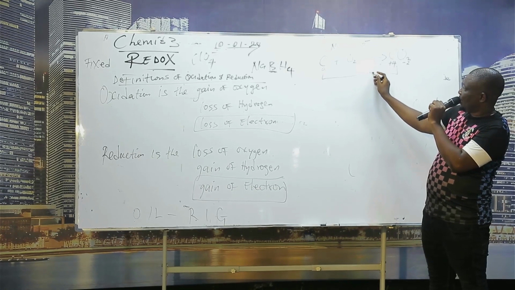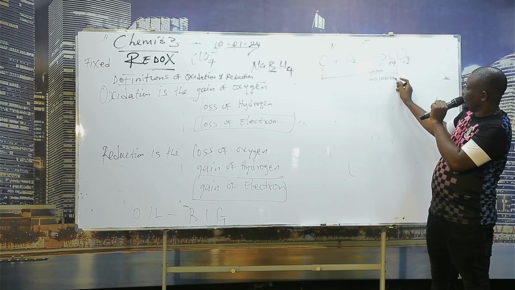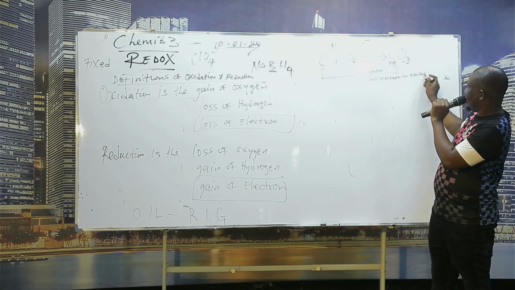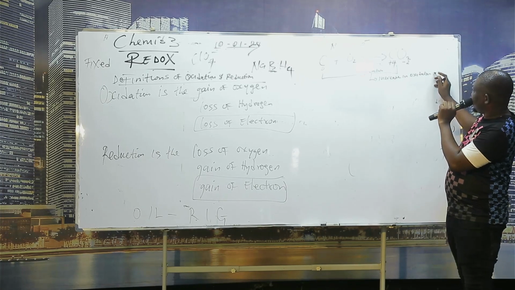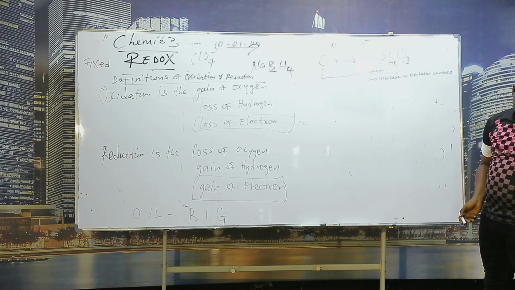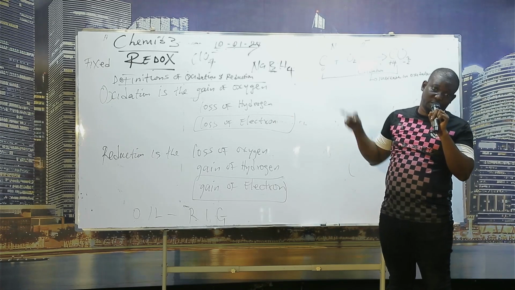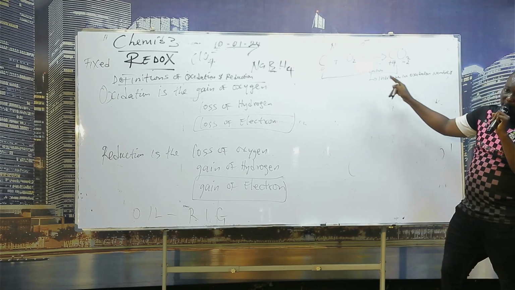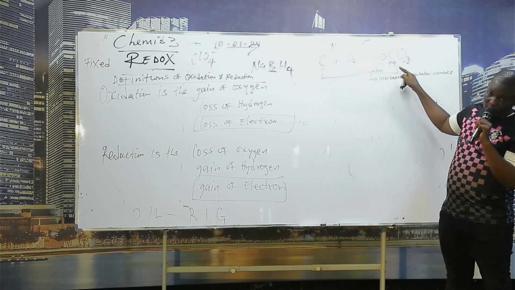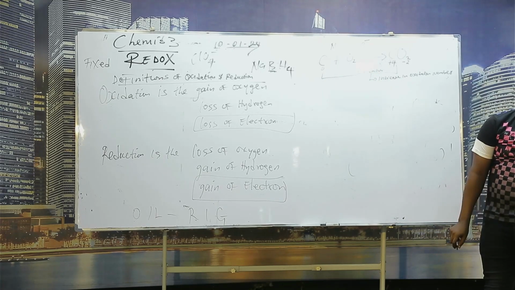This is what? Oxidation. I can define it as what? Also, an increase in oxidation number. Another definition has come in now. Are you with me? So apart from this one and this one, the fourth definition of oxidation now is what? Increase. Can you see? Carbon has just increased from 0 to what? Plus 4, when it gains what? Oxygen.